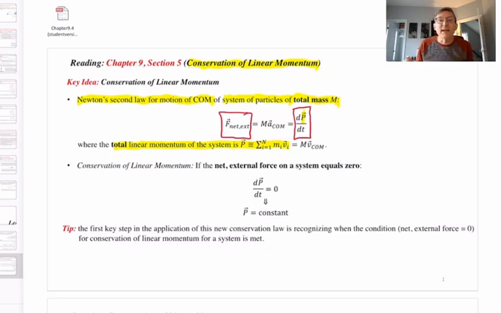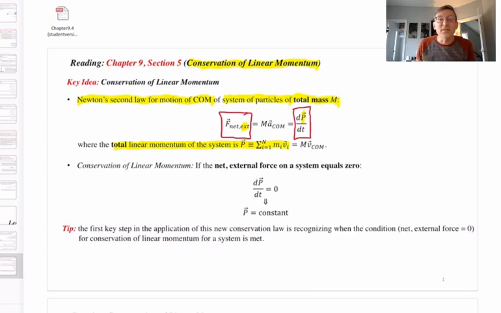And it turns out the rate of change of that total linear momentum, capital P, is determined by the net external force. Bottom line, if you have a net external force on a system, and this is really important, external, then the total linear momentum of that system is going to change.